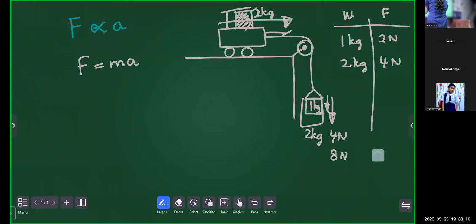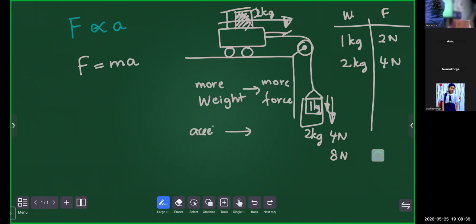Why? When we apply more weight, we have to apply more force to move the object. And what happened to the acceleration of the object? With the weight, the acceleration is getting down. That's why it says acceleration is inversely proportional to the mass.